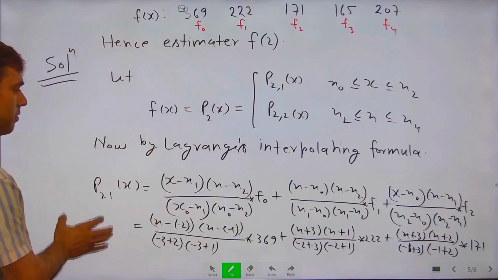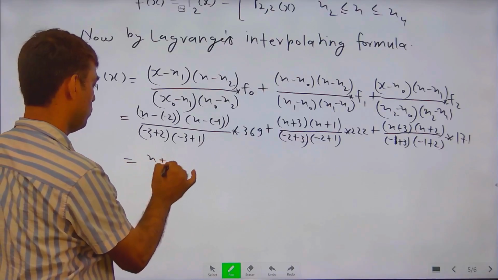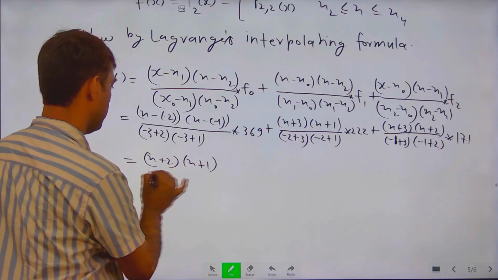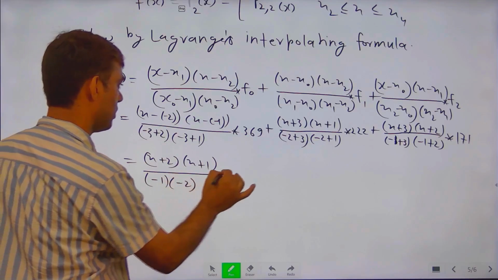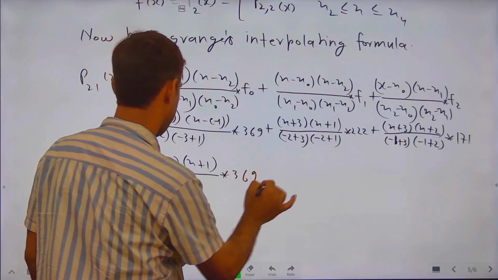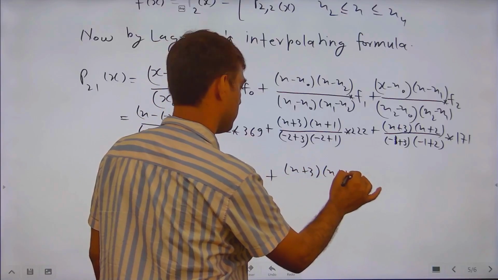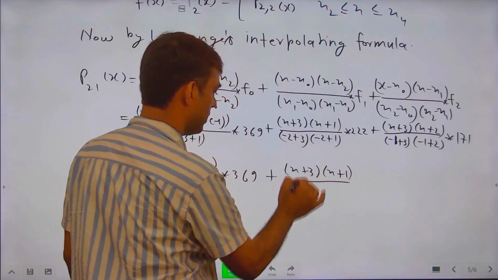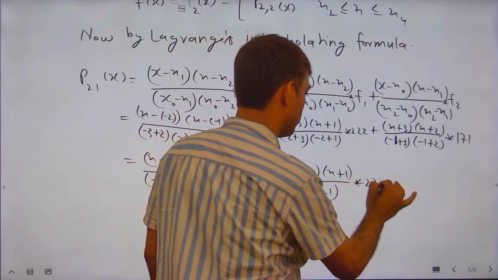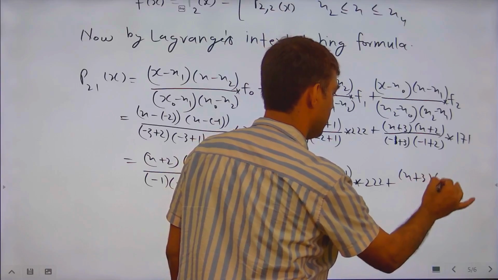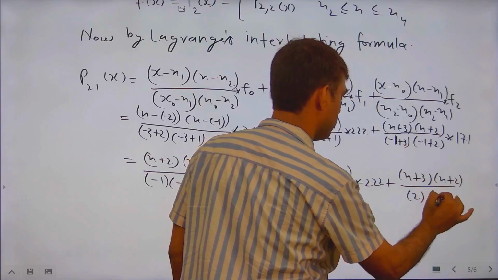So, after simplification, we get what? This becomes (x+2)(x+1) divided by (-1)(-2) into 369, plus (x+3)(x+1) divided by (-2+3)(-2+1), this becomes 1 and -1, into 222, plus the last term is (x+3)(x+2) divided by (-1+3)(-1+2), that is 2 and 1, into 171.